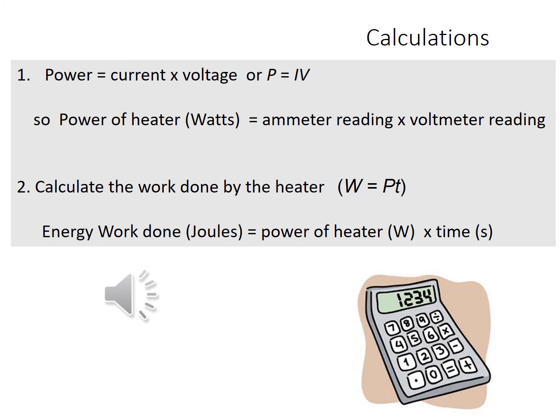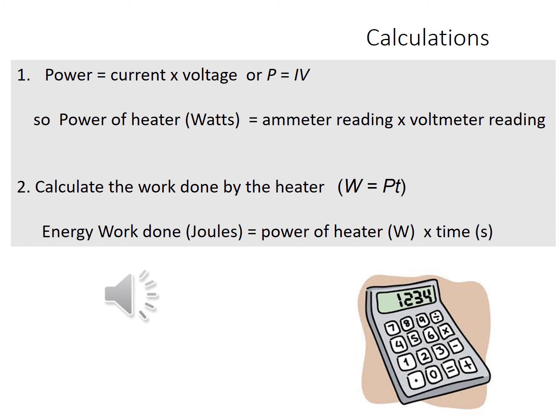So lots of calculations in this experiment. So the first calculation that you need to write down is power. And power is our current times our voltage. These will be taken from our ammeter and our voltmeter. So P equals I times V. Make sure you've got these calculations written down in your book.